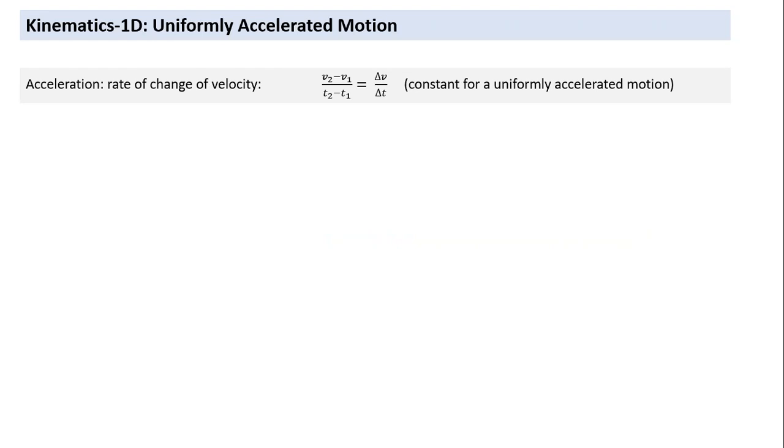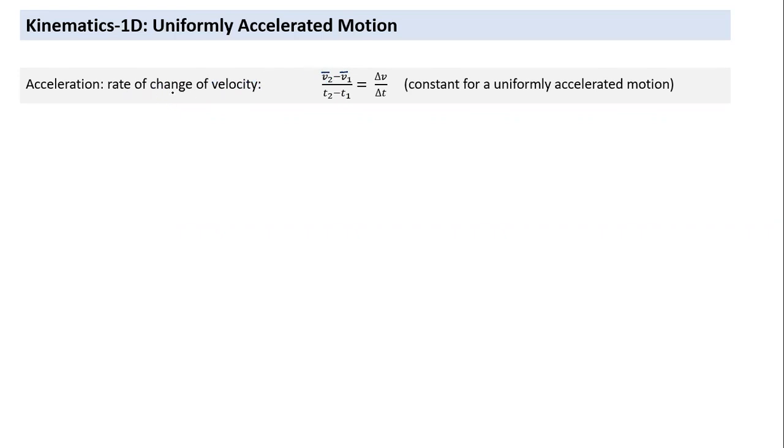What is acceleration? Acceleration is the rate of change of velocity. Whenever we talk about rate of change in velocity, it means the difference in this quantity divided by the time it has taken. Since velocity is a vector quantity, it should be v2 bar minus v1 bar divided by t2 minus t1. But in case of one-dimensional motion, no need to place a bar. A plus or minus sign is enough in 1D motion.